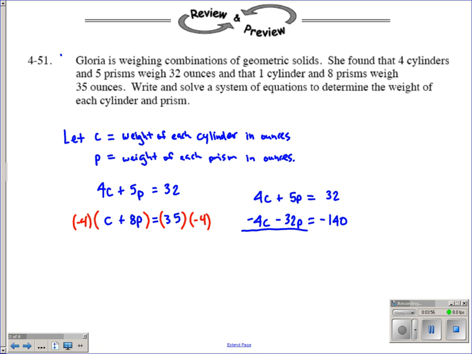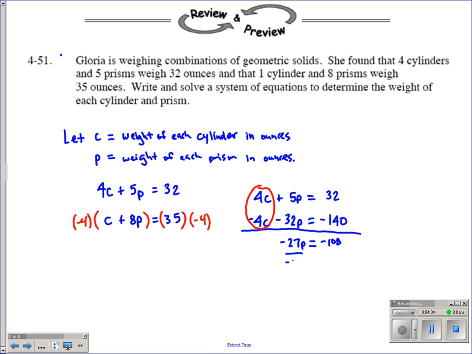Seems like a lot of teachers teach it differently. Some people say to add, some people say to subtract. I like to set it up so I have opposites here, additive inverses. When I add my 4C and my -4C, they're going to cancel out. So this is what's being eliminated right here. That is the same thing as 0. When I add 5P and -32P, we get -27P. And then 32 and -140 is going to give us -108.